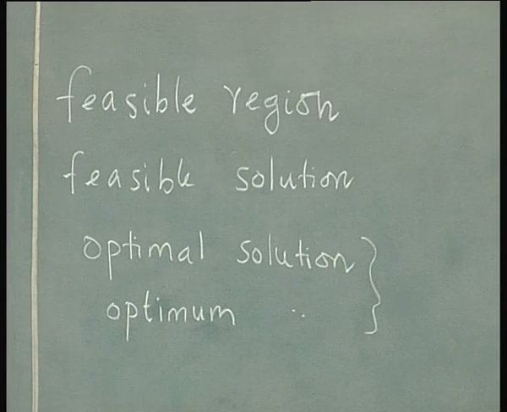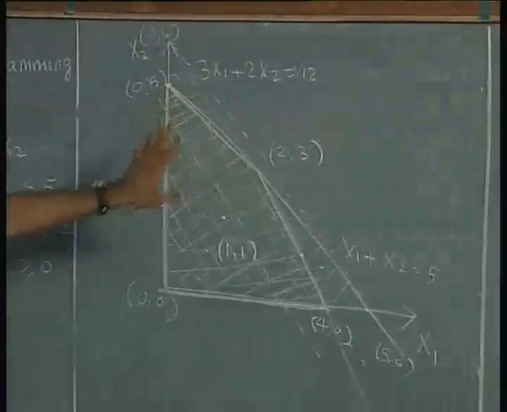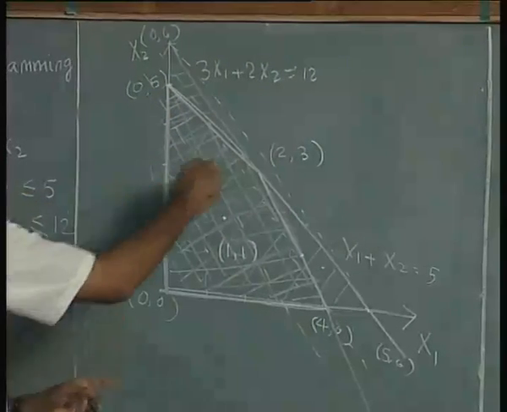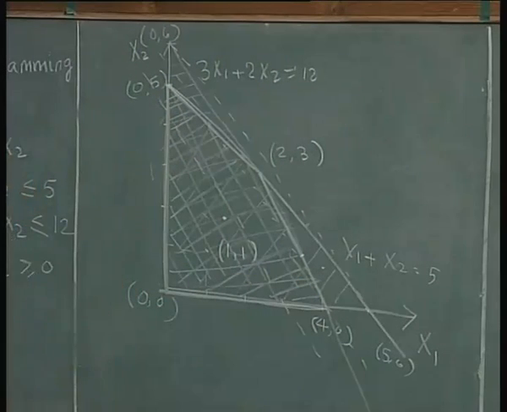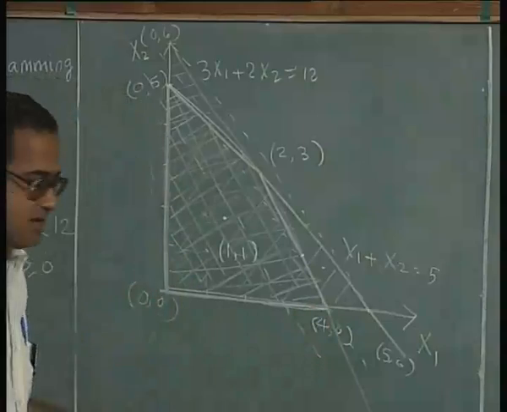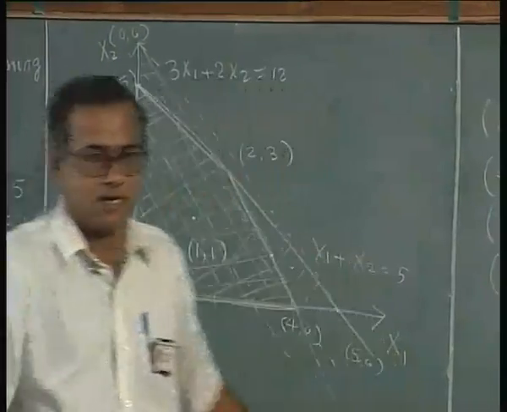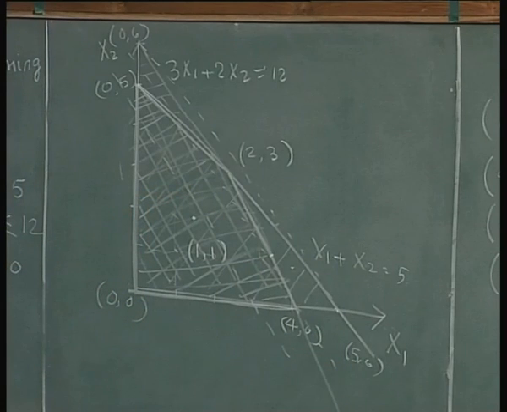So, what we need to do is first identify the feasible region by plotting the constraints, and then try to find out the corner point solutions which are feasible solutions. They are also called basic feasible solutions, we will see that later. Right now we identify the corner point feasible solutions, and then the best among the corner points with respect to the objective function is the optimum. So, this is the summary of the graphical method.